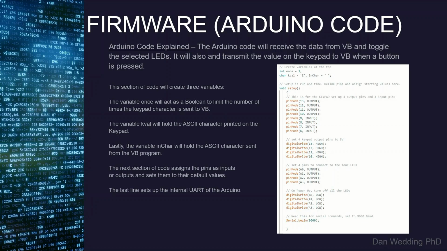This section of code will create 3 variables. The variable once will act as a boolean to limit the number of times the keypad character is sent to VB. The variable kval will hold the ASCII character printed on the keypad. Lastly, the variable inchar will hold the ASCII character sent from the VB program. The next section of code assigns the pins as inputs or outputs and sets them to their default values. The last line sets up the internal UART of the Arduino.